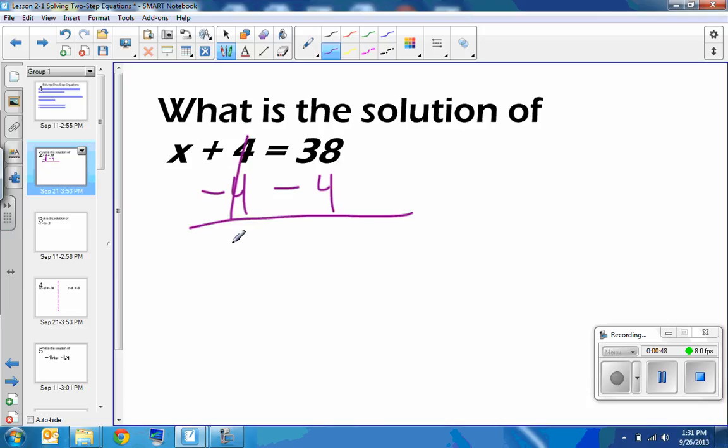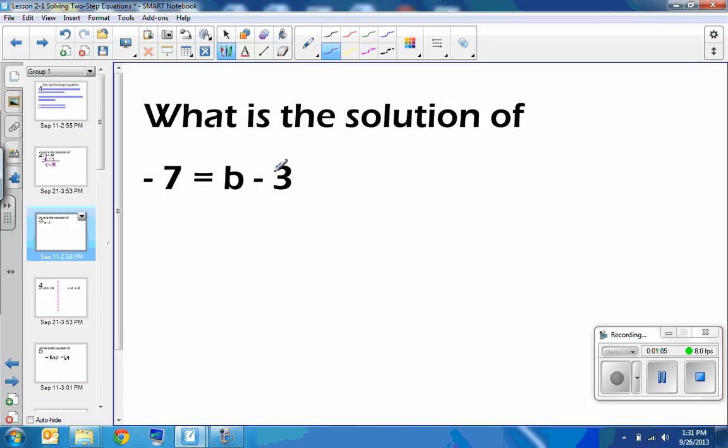These cancel out. I bring down what's left, which is x. 38 minus 4 is 34. So x equals 34. When I plug it in, 34 plus 4 gives me 38. What I do to one side, I must do to the other side. So let's look at this one.